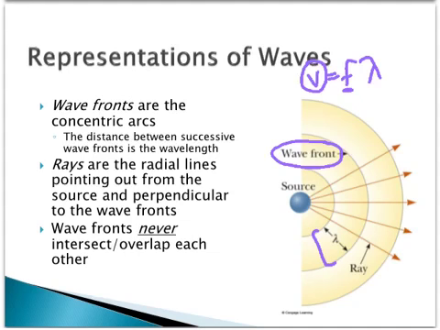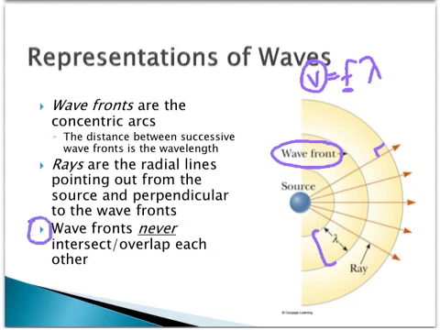The rays that are shown here are the radial lines that are coming from the source, and they're perpendicular to the wave fronts. The important thing about wave fronts and how it's going to affect the Doppler effect or Doppler shift is that wave fronts never intersect or overlap each other.